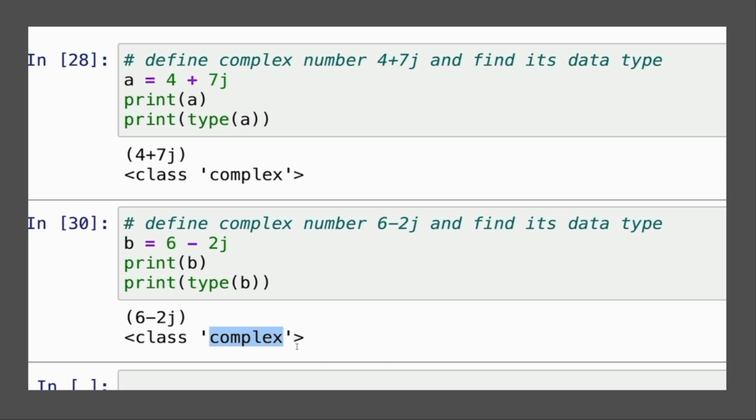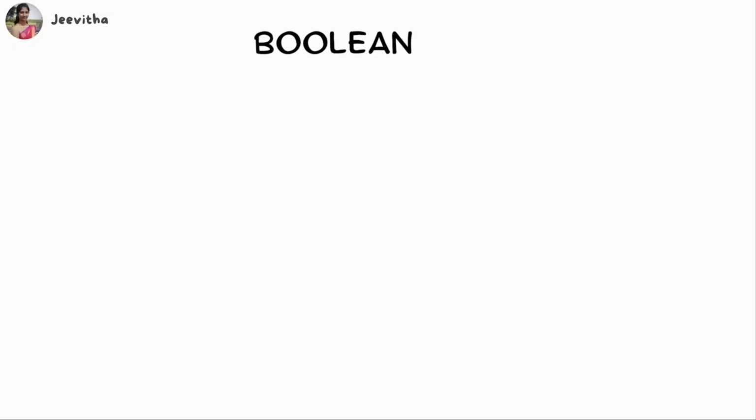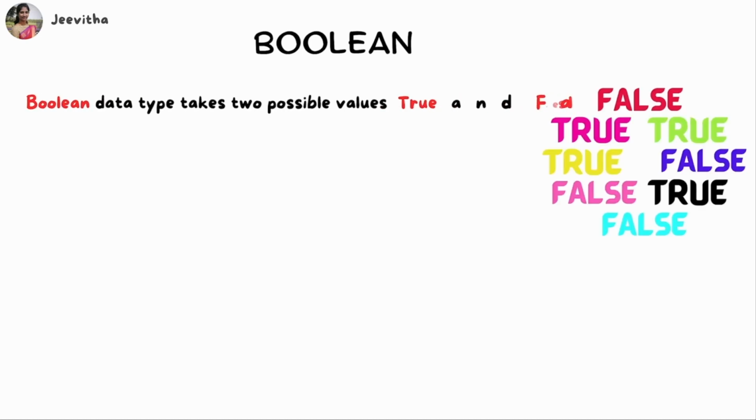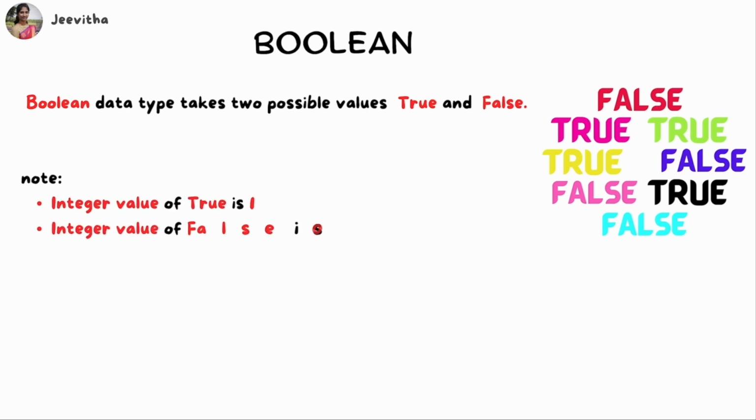Hope it's clear. Alright. So the next type of data available in Python is basically a boolean. You know what is boolean? Boolean data type basically takes two possible values, that is true and false. One important thing that you have to remember is the integer value for true is 1 and the integer value of false is 0. Okay, this is all about a boolean. Now let's see how to define a boolean using Python. Let's do the practical implementation. So let's define a boolean value that is true and also let's try to find its data type.